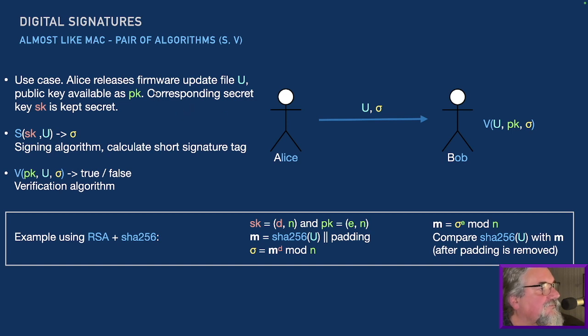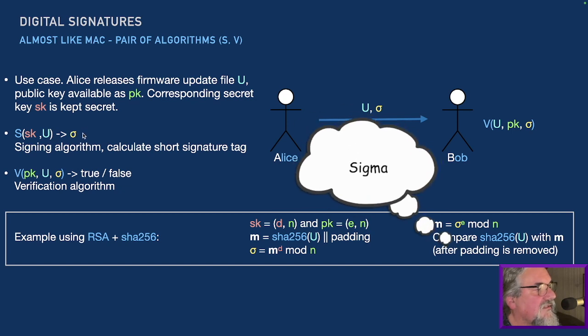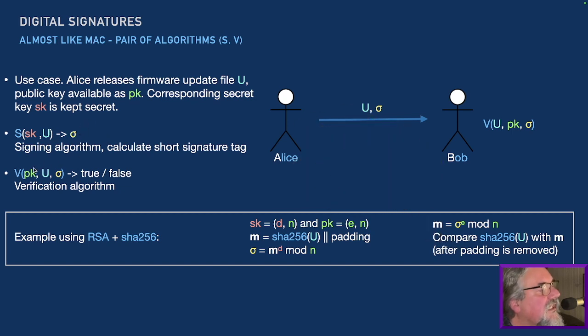One way you can do this is similar to a message authentication code. You have two algorithms, a signing algorithm and a verification algorithm. The signing algorithm takes the input file and the secret key, and out comes this sigma value, the signature tag. And the verification algorithm takes the file, the public key and this signature tag sigma, and out comes true or false, depending on whether the signature was correct.